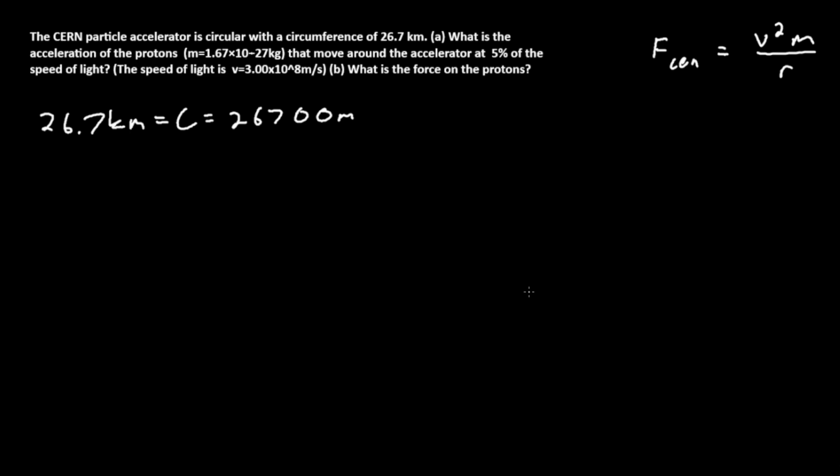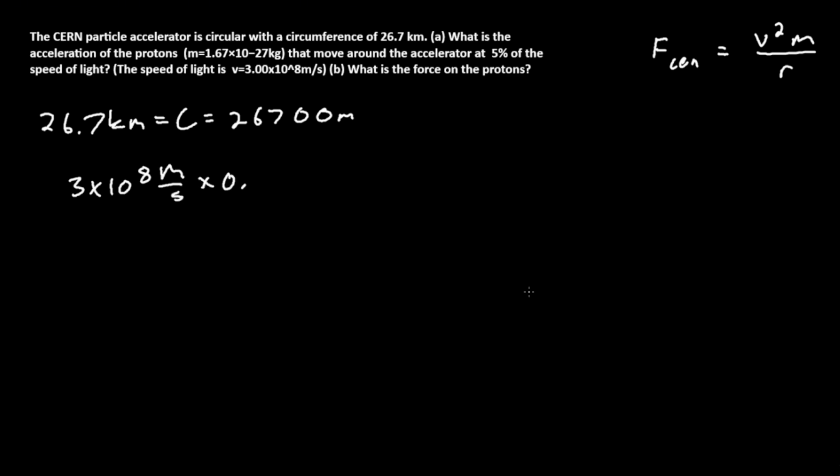This is supposed to be 10 to the power of negative 27, but the copy and paste didn't work out very well. Just think of this as 10 to the power of negative 27. So now that you try to solve this problem, what is the acceleration of the protons that move around the accelerator at 5% of the speed of light? Well, we were given the speed of light here. It's approximately 3 times 10 to the power of 8 meters per second.